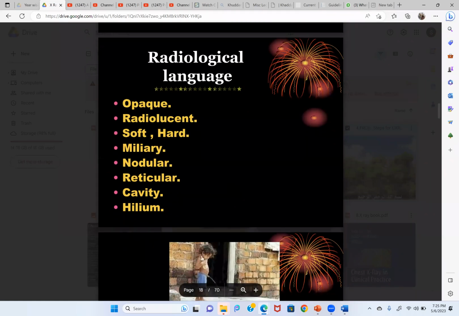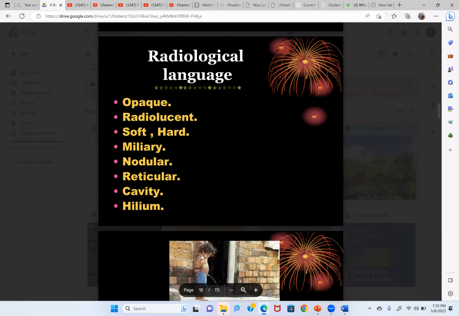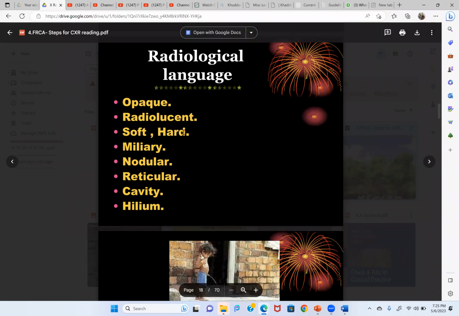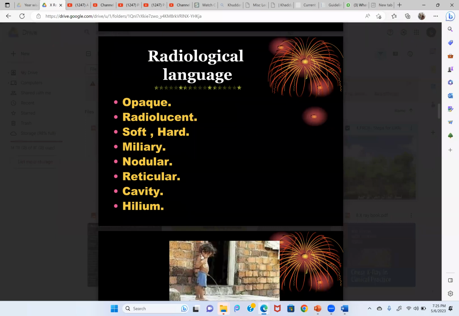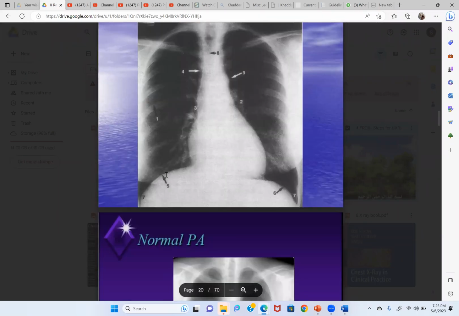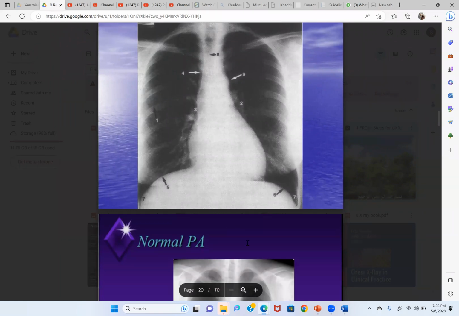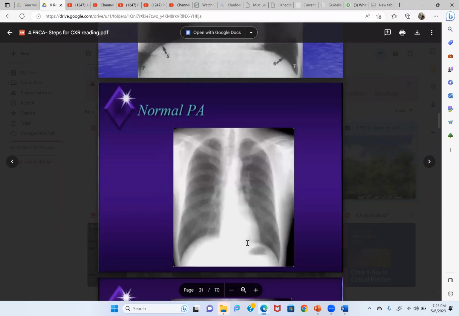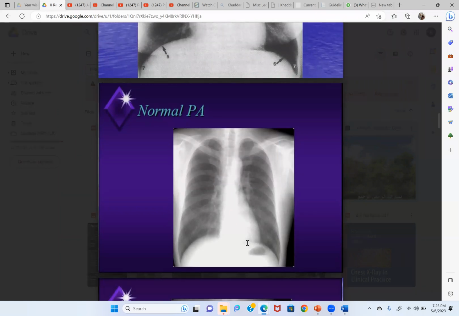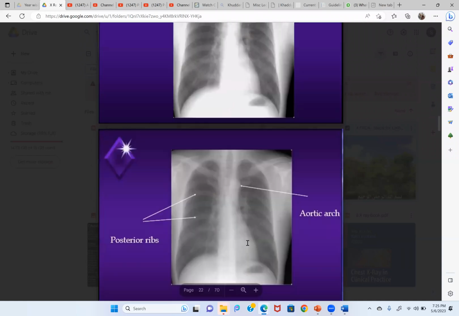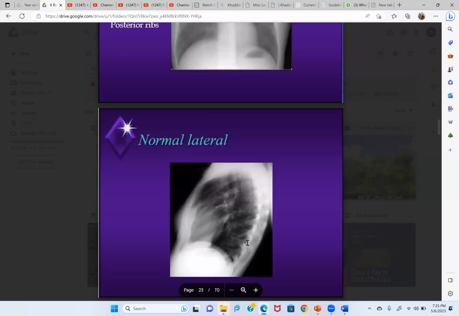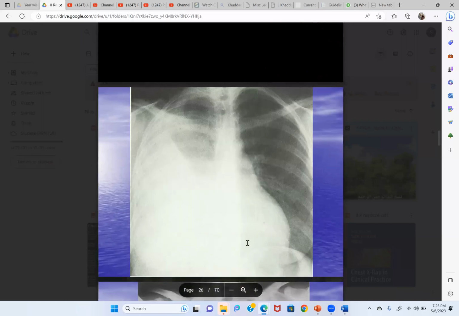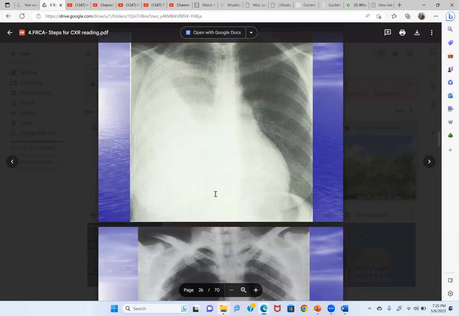So radiological language: opaque, you know about it. If there is not a clear shadow, that will be opaque. Radiolucent, if it is black. Soft, hard, miliary, nodular, reticular. This is a normal PA view. Actually, I'm not getting the information which I wanted. This is an X-ray of massive pleural effusion. You see, one side is totally white.